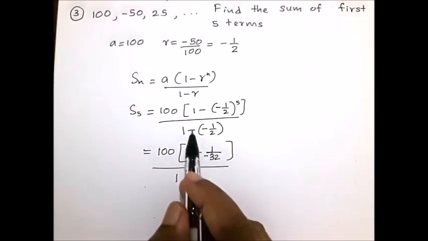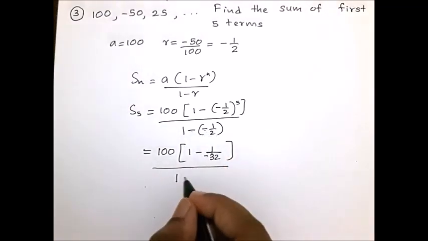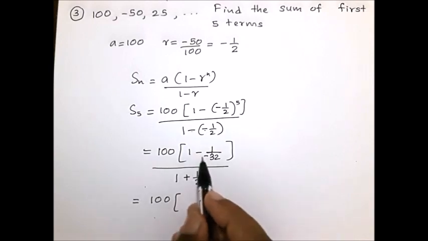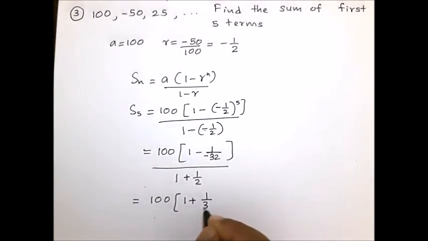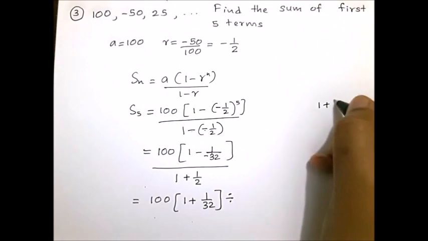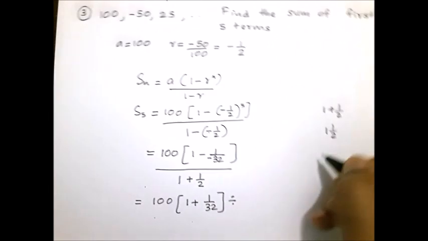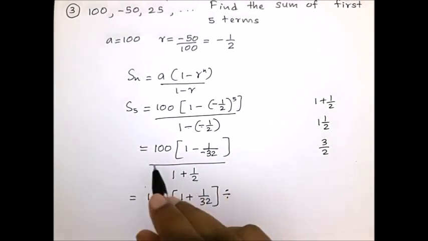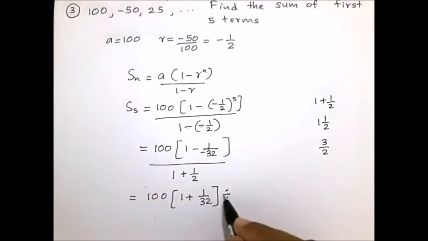Divide by minus: multiply by minus, it is plus half. 100, minus multiplied by minus, again plus, 1 plus 1 over 32. Divide by. Here 1 plus half equals 1 and a half. Convert it into an improper fraction, 3 over 2. Here the division line, write it with this symbol. Divide 3 over 2. Now take the common denominator.